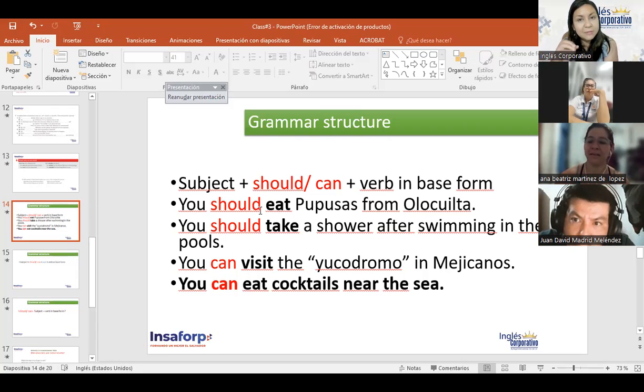Sometimes one modal verb can have different functions. La función, the function could be different. But in this case, it's for possibilities.